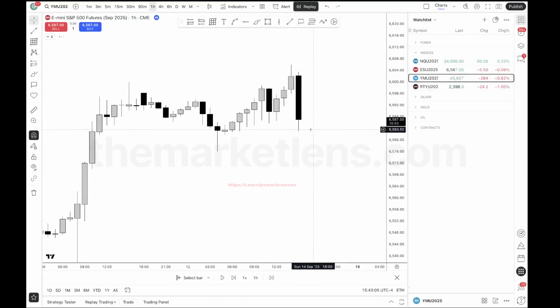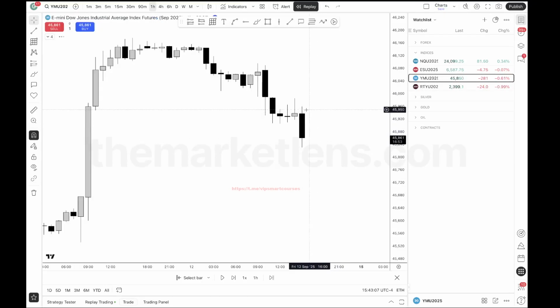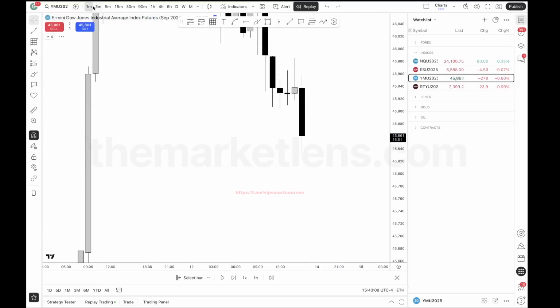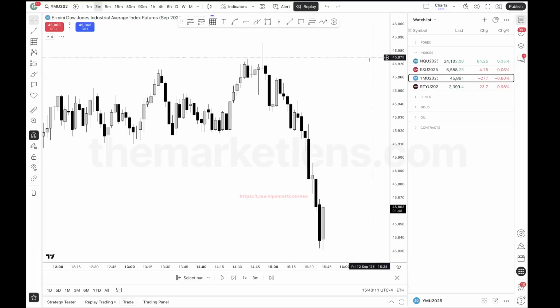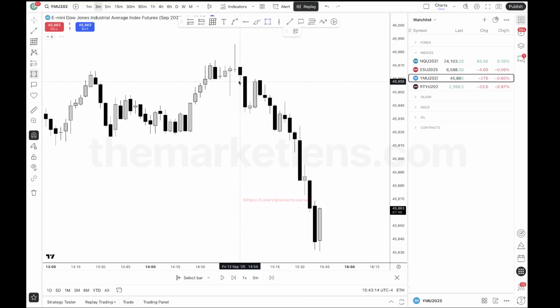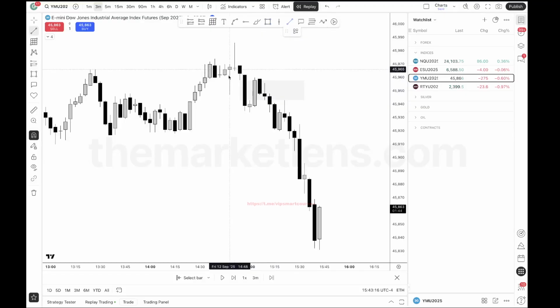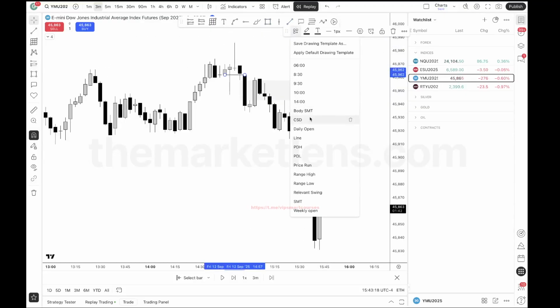So this little move here, even though it's towards the end of the day, if it was a different time it would be a lot cleaner. And yeah, this is actually clean. If you want to scalp this little move here, it's actually not bad at all.